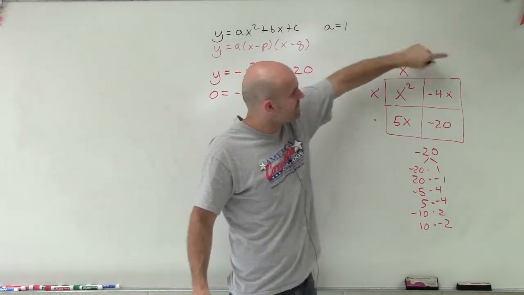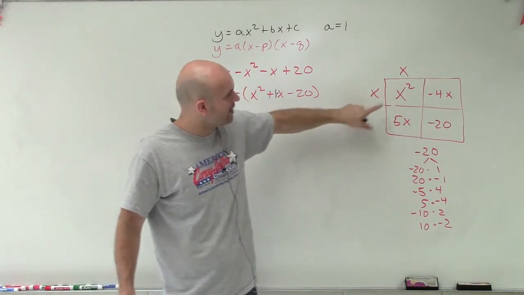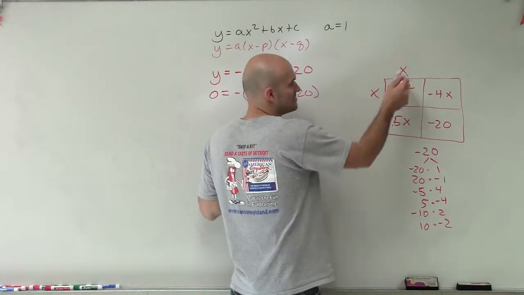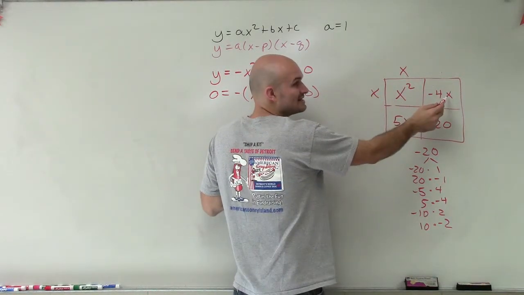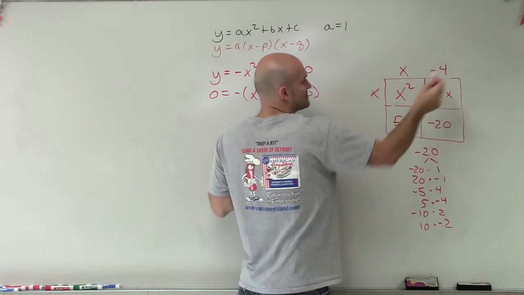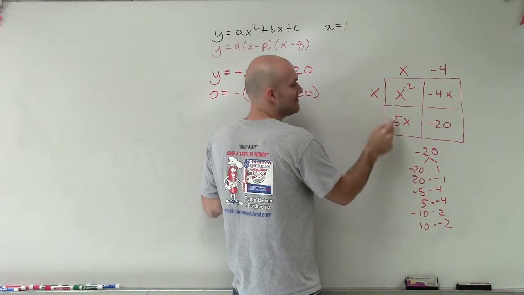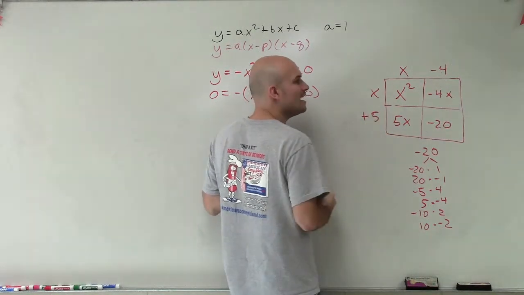Now, to find the factors, I just need to be able to figure out what do I need to multiply by to get to my side length. So we know x times x is x squared. x times what gives -4x? -4. x times x is x squared. x times what is 5x? Well, it's going to be a +5. And then let's check our work.